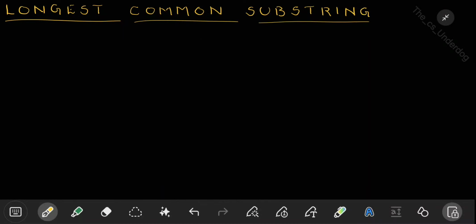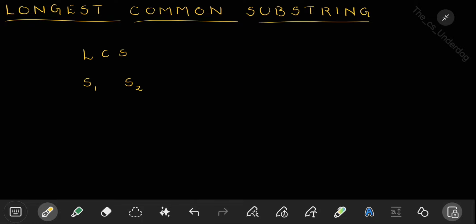Longest common substring. The longest common substring algorithm is used to find the longest substring that is common to two strings. In case you are having two strings S1 and S2, what are you going to do? You are going to find out the longest common substring that is common to S1 and S2.